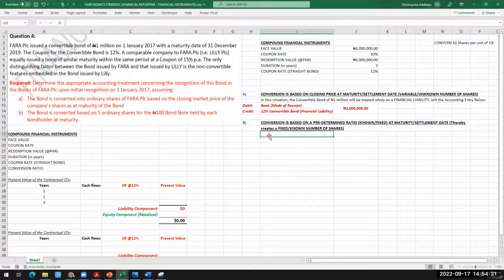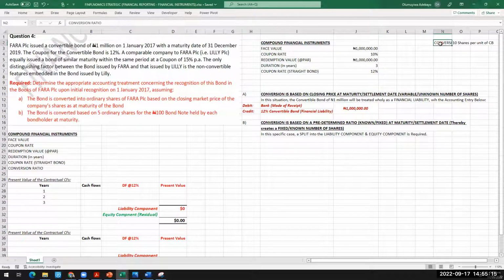Therefore, in this specific case, it splits into the liability component and equity component is required. The question then is, how do we do that? That is a question begging for an answer. Therefore, we'll follow a methodology.